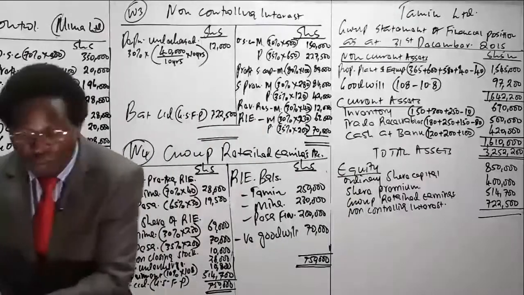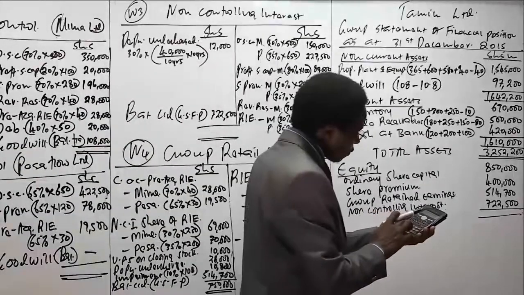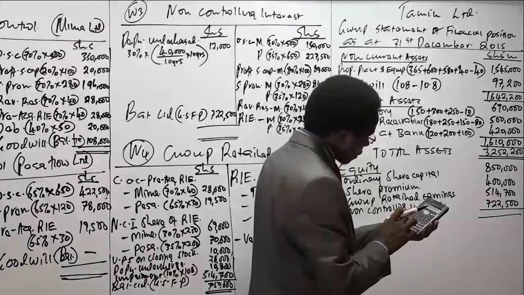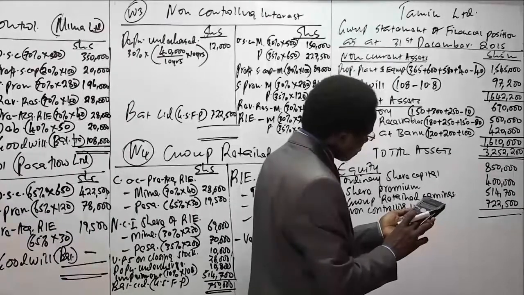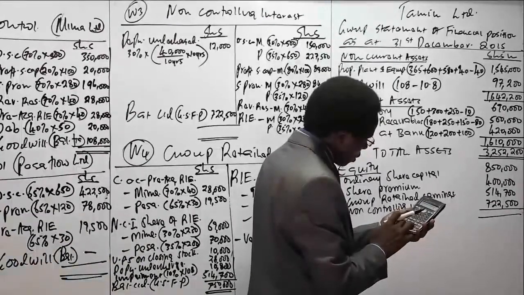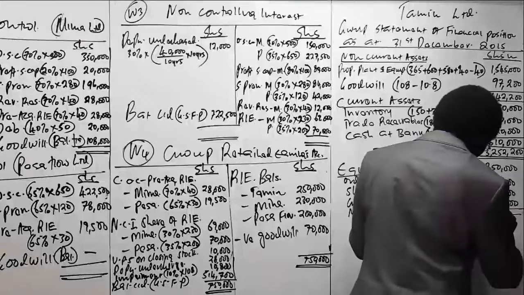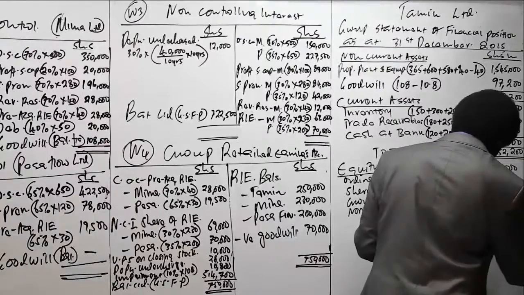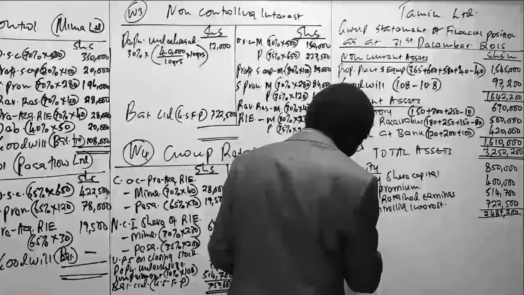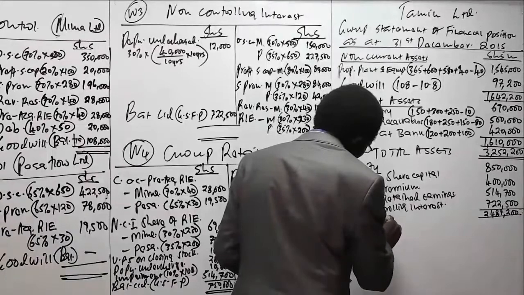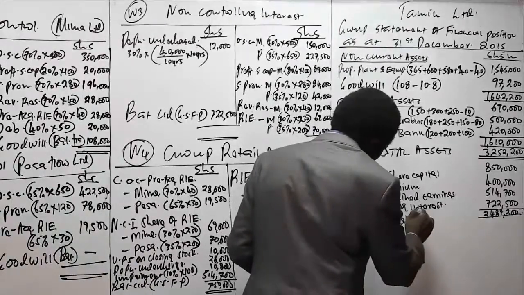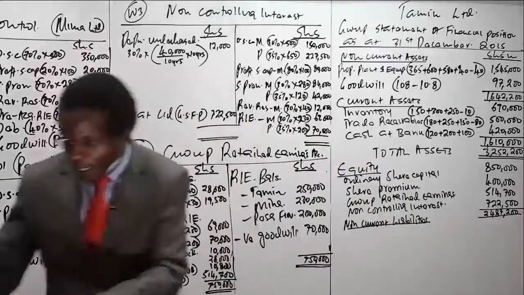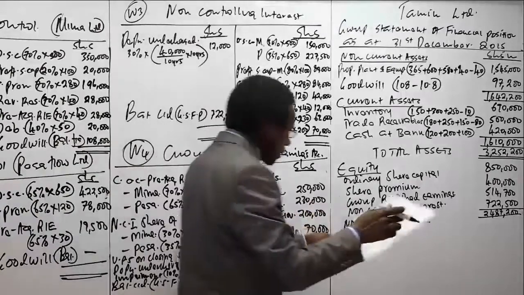So I get the subtotal for that and saying 850 plus 400 plus 514.7 plus 722.5. So I'm getting 2,487,200. Then we have non-current liabilities. In the non-current liabilities, I have 10% debenture.